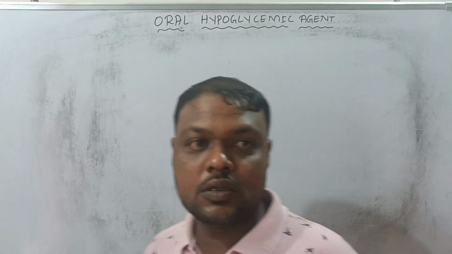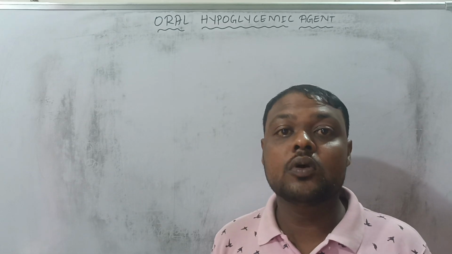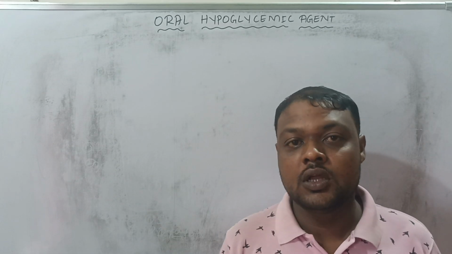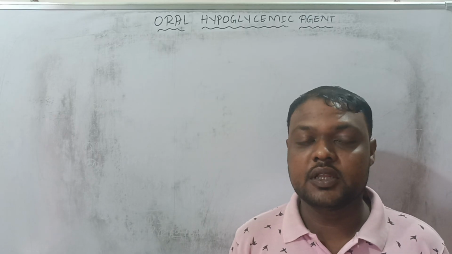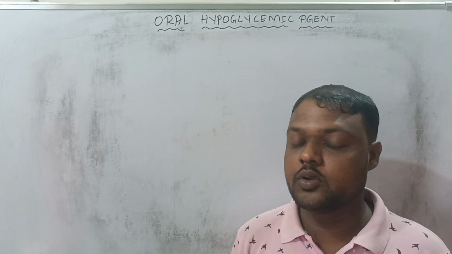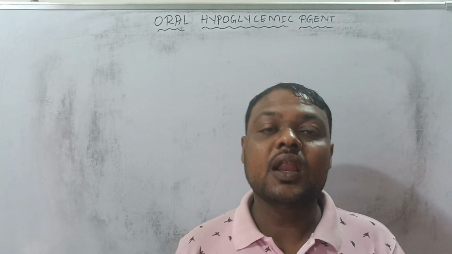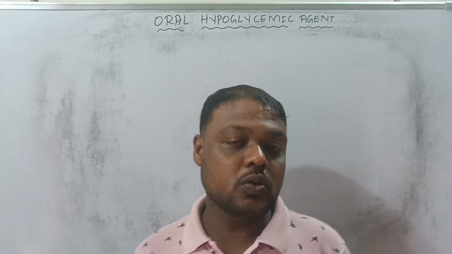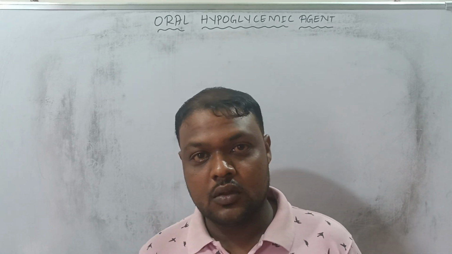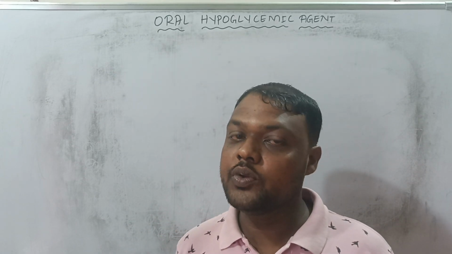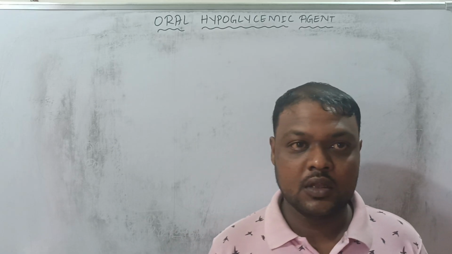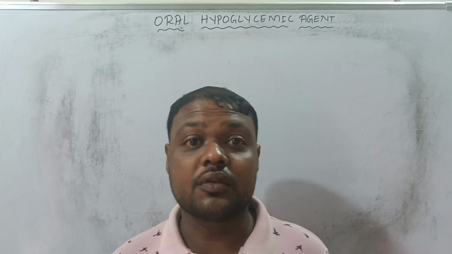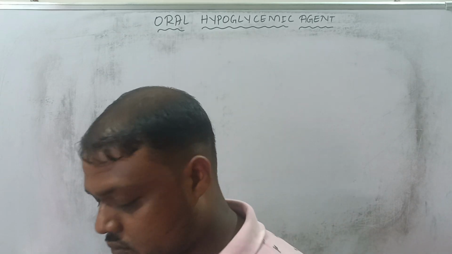So again, the oral hypoglycemic agent. The oral hypoglycemic agent to treat diabetes mellitus type 2. The oral hypoglycemic agent is divided into two types. The first one is the sulfonylurea, the second one is the meglitinides. First we discuss the sulfonylurea.